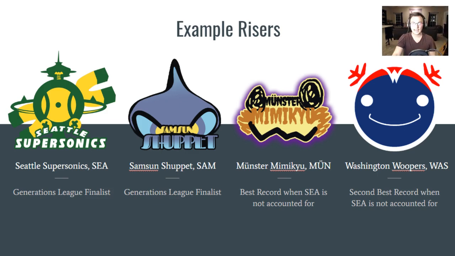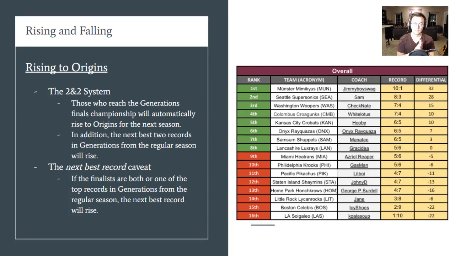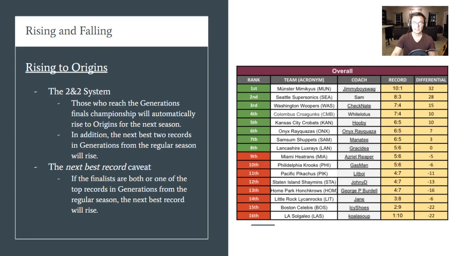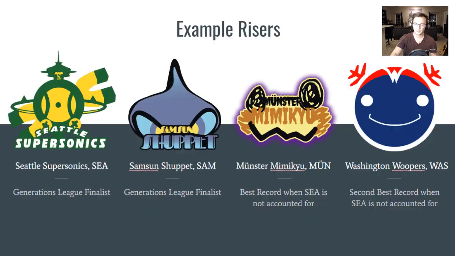Now, looking back at our list here, Jimmy with the Munster Mimikyus is actually at the top. So that means he would be slated next to rise to Origins, having the best record. And then normally Sam with the Seattle Supersonics would be the next best record after Jimmy, being the last to move up. But he's already in the finals, so we move below that to Nate with the Washington Whoopers, and we have our 4 that move up. Easy as can be. That is the simplest system. I'm sure that everyone understands that.